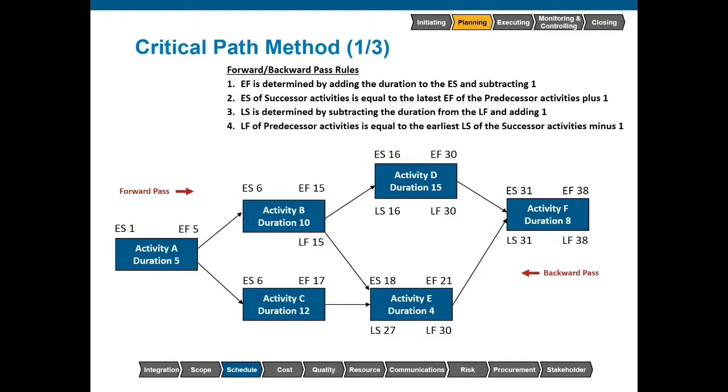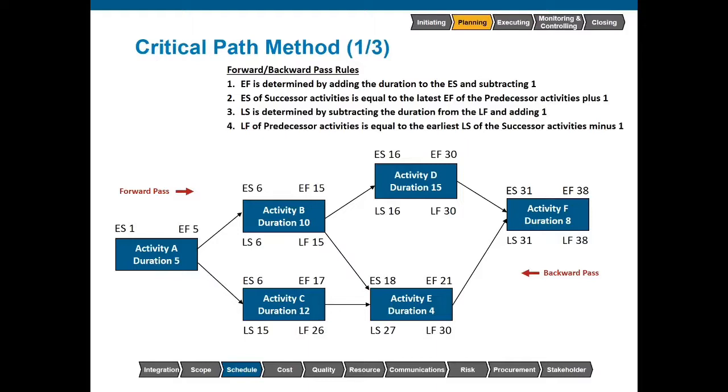So for activity B, we have a late finish of 15. We will subtract 10 and then add 1, and that will give us a late start of 6. For activity C, we only have one successor, so we simply have to finish the evening before. In this case, we will have a late finish of 26. We will subtract the duration and then add 1, give us a late start of 15.